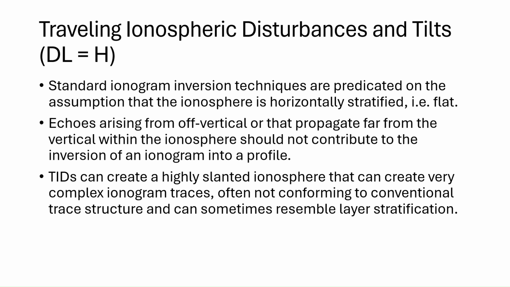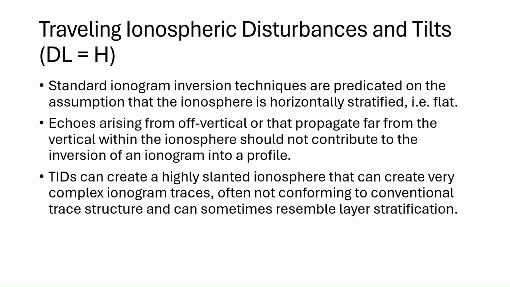Ionogram inversion as a concept, at least in the conventional way that we apply it, assumes that the echoes are coming from vertical. And anything that's not coming from vertical can't really be included in the inversion process. And so we need to be able to distinguish between what's coming from overhead and off vertical, and that's why we say with the spread F, we're looking for the things that were most likely to be overhead because we're trying to avoid violating this fundamental assumption.